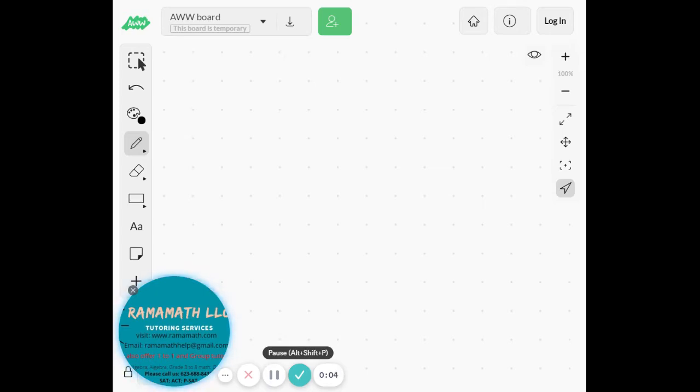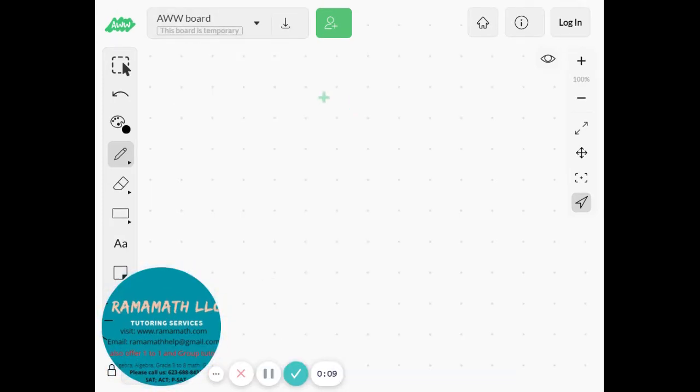So today's topic we are going to go over is cube and cube root. Alrighty, so today's concept we're going to talk about: cube and cube roots.